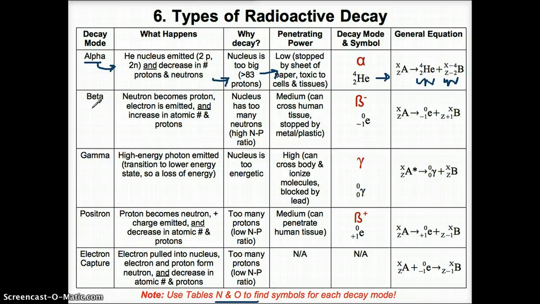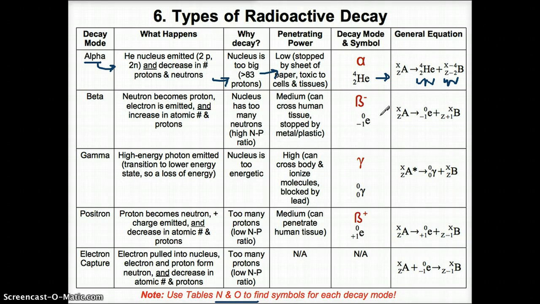Okay? Next, when beta decay occurs, a neutron becomes a proton, an electron is emitted with charge -1 and mass 0, and the number of protons and atomic number will both increase. And beta decay occurs because the nucleus has too many neutrons, or the neutron to proton ratio is too high. Okay? And beta decay has medium penetrating power. So it can cross human tissue, but it can be stopped by metals and plastic. And the decay symbol for beta is the Greek letter beta with the minus sign here. And the symbol looks like this, where the mass number 0 is on top left, atomic number -1 on bottom left, and the symbol e indicates an electron.